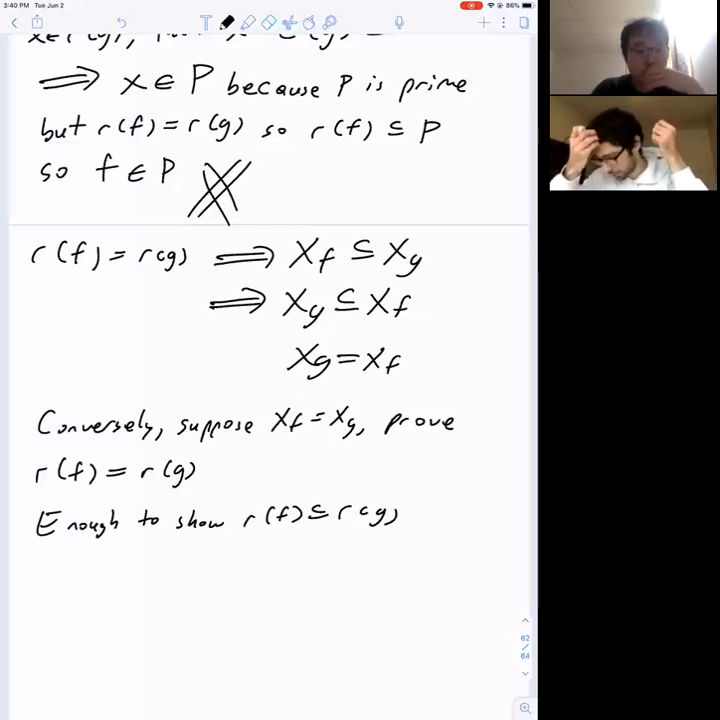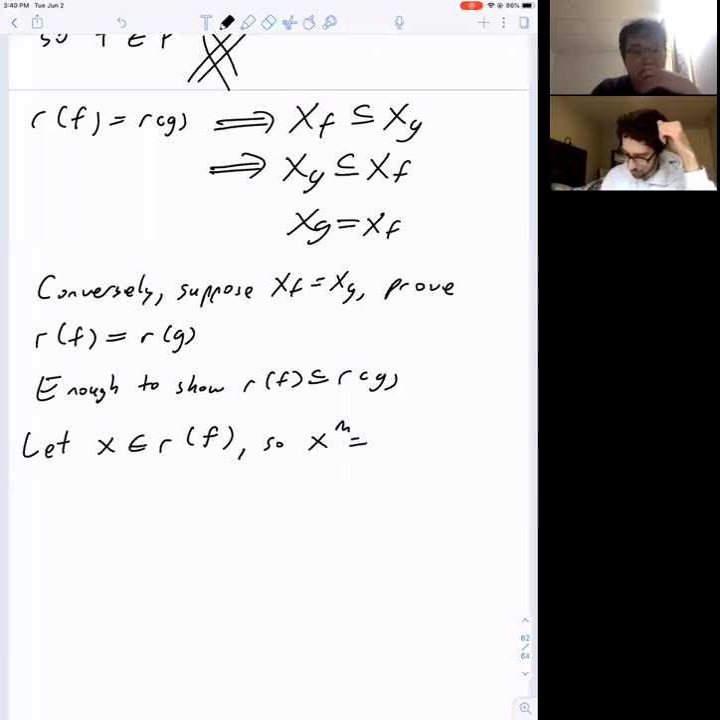So suppose x sub f equals x sub g, and it's enough to show that the radical of f is contained in the radical of g. So let x be an element of the radical of f. So x to the m is equal to a times f for some a and some integer m.